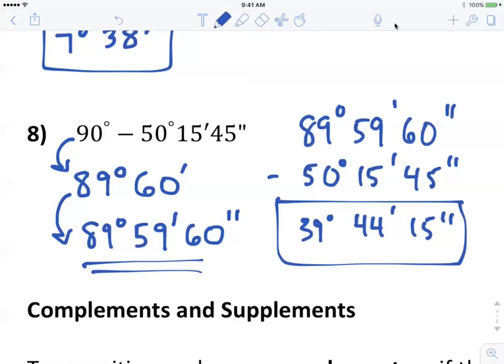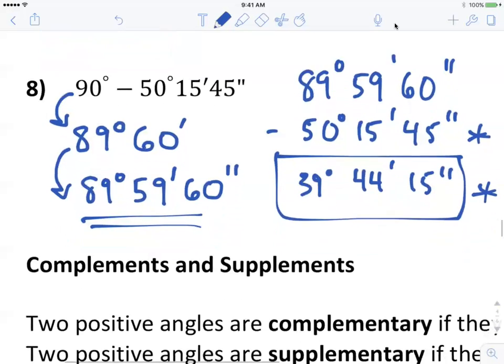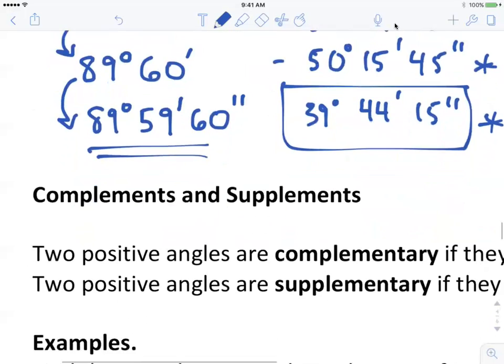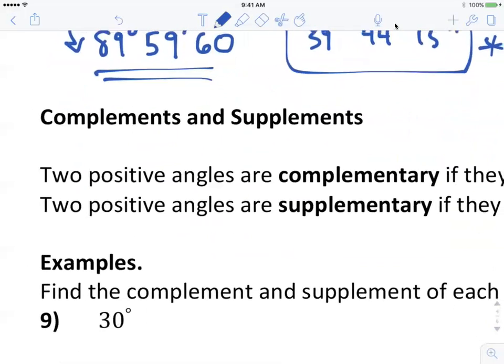Now, if you're not sure if you did it right, you can always add these two, right? This one and this one. Add those together. That should equal 90 degrees. All right, you can try that out. Okay, so that's addition and subtraction with the DMS form.